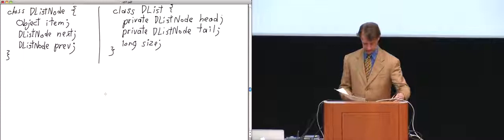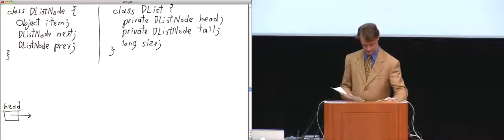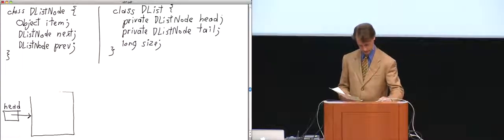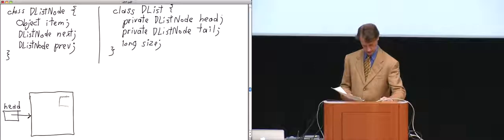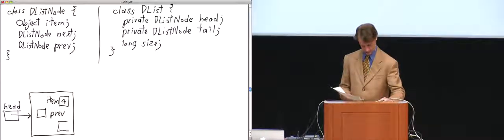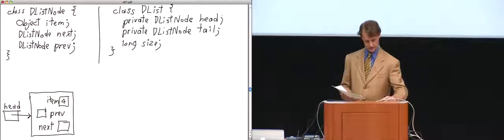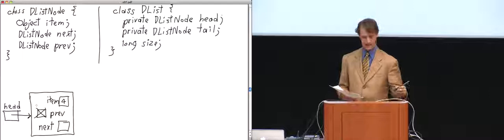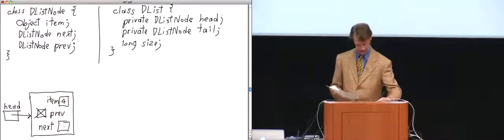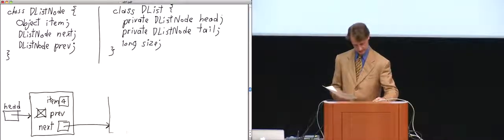And here's what a typical doubly linked list might look like. Got the head of my list. The head of the list always has a prev field set to null, and a next field that points to the next item in the list.